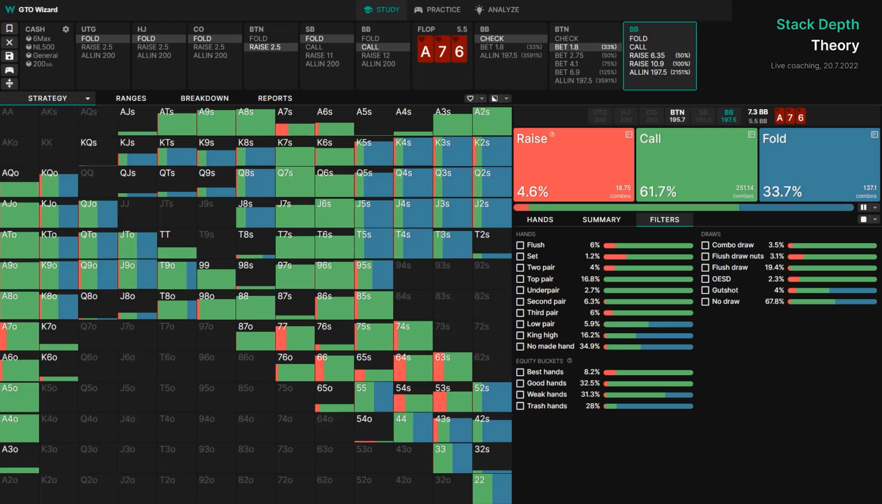And similarly, your check raising range is also problematic because playing a check raise deep stacked out of position is going to be tricky on a very dynamic board like this.